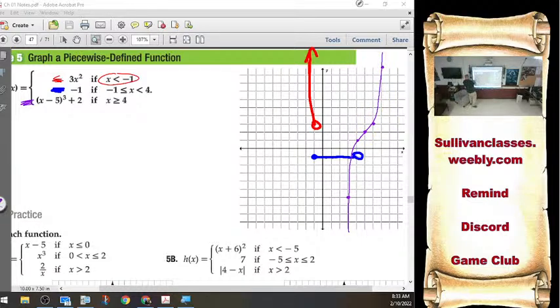Where do I care about it? Only there. So I'll put a closed circle at x is 4, follow the yellow brick road, and then I'll go back and erase the part that I don't care about. And that is my graph.